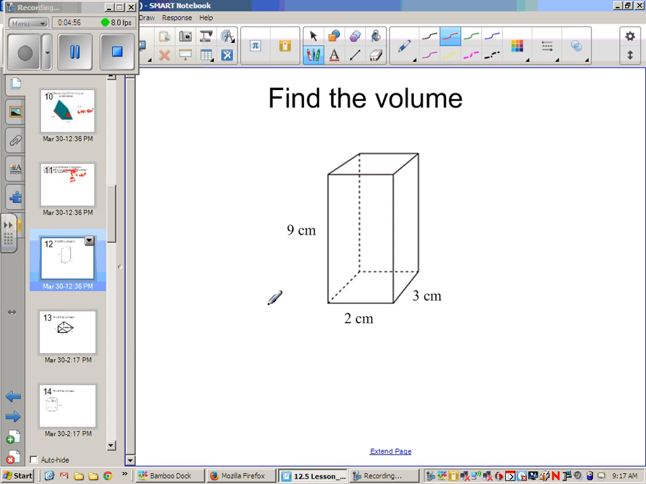So we're going to start with the basic one. My base is a rectangle, and it's 2 by 3.